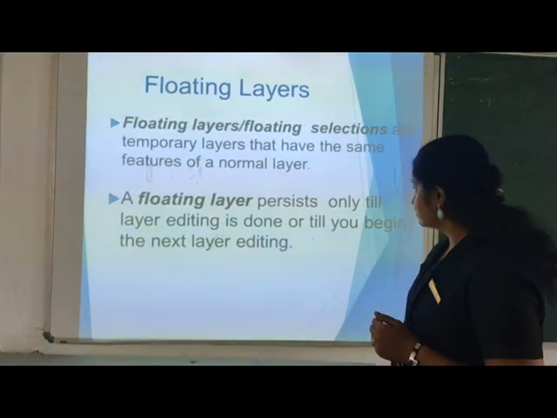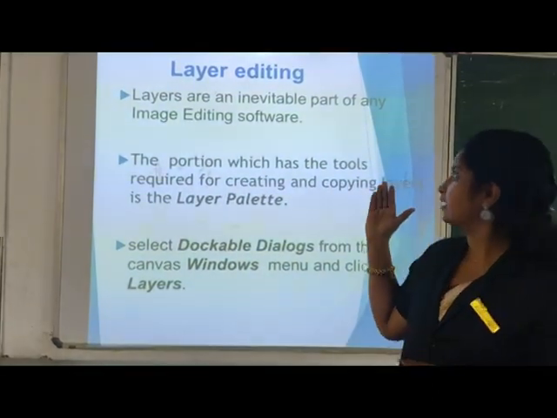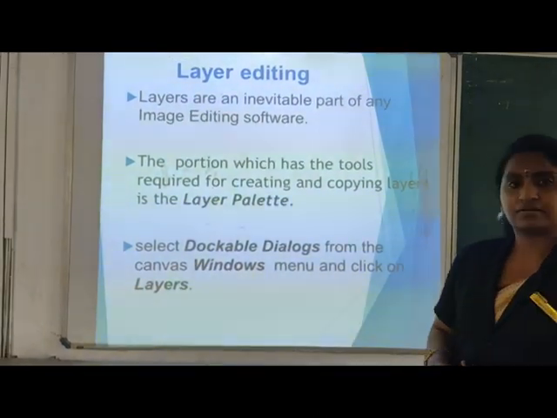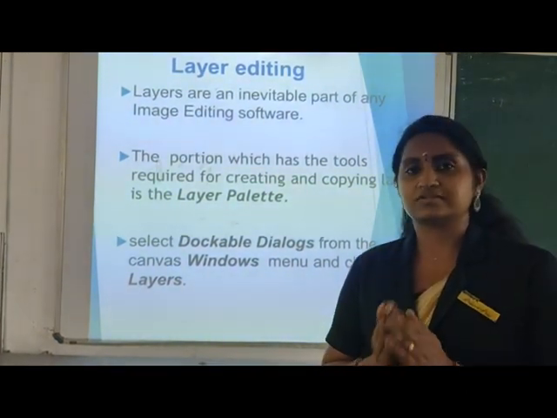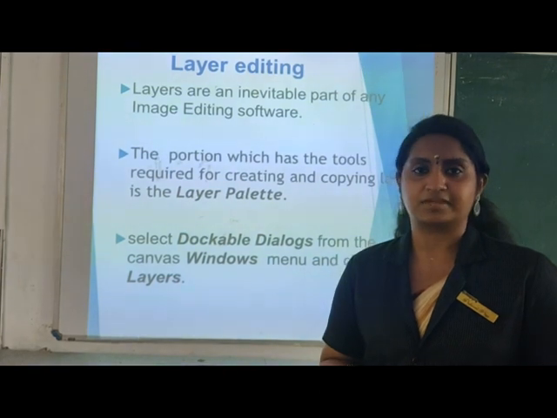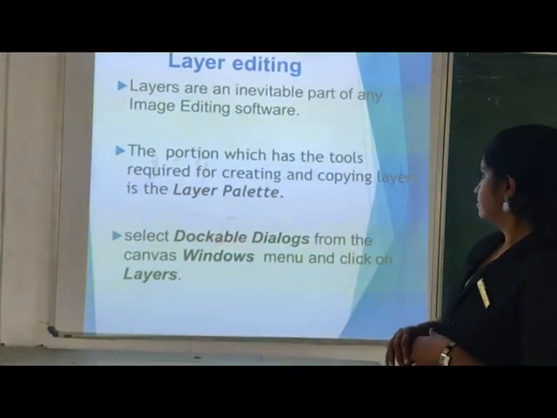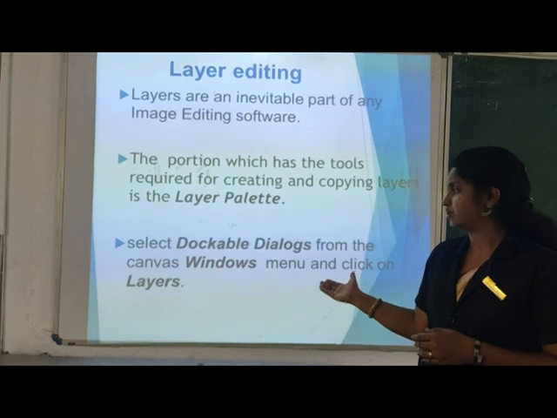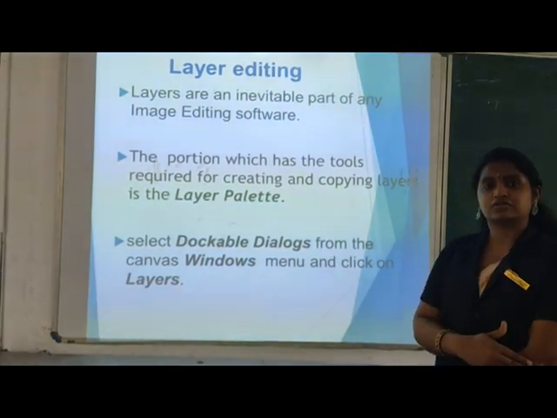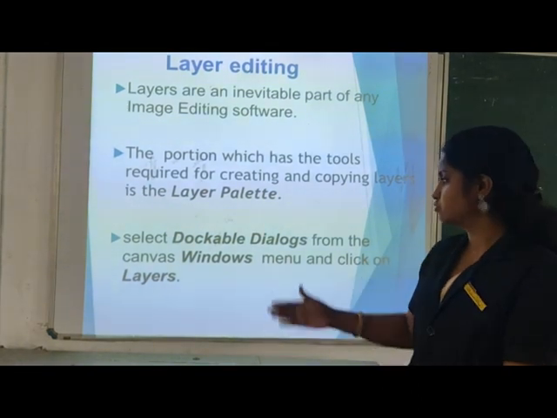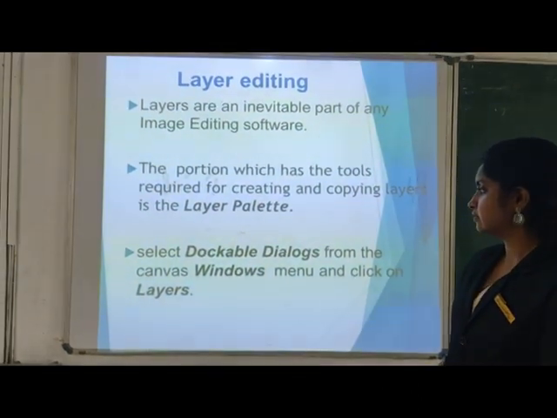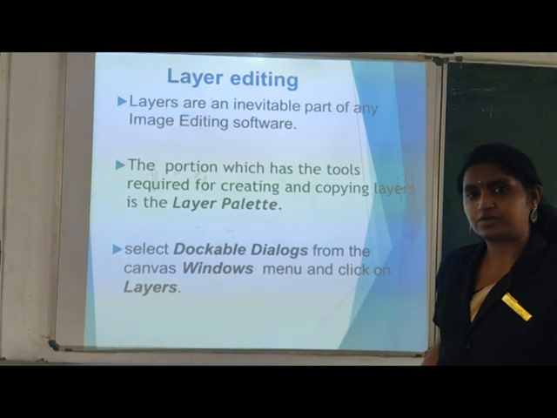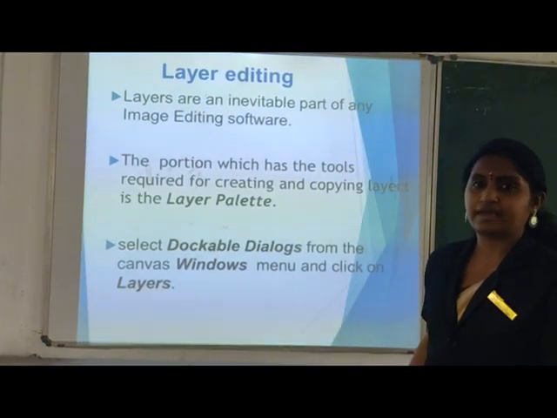So let's see how you can use the layer. Layers are an inevitable and important section in an image editing software. If you want to adjust a portion using some tools, or change some content in a particular image, you can use that particular layer. In GIMP, in the Windows menu, you can choose the option dockable dialogs and in that select layers.